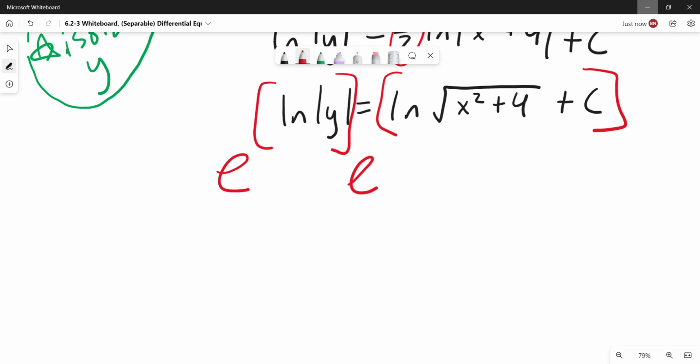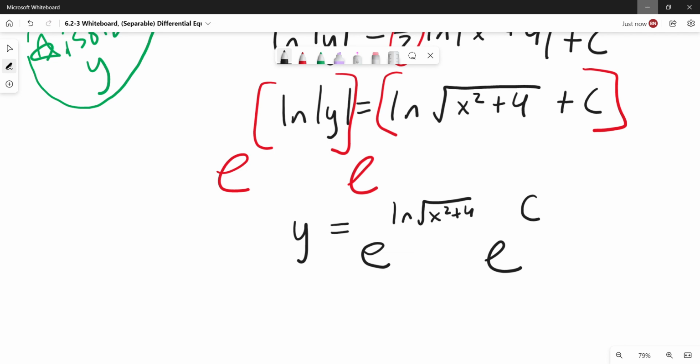And so, again, with a little hand waving with the absolute value, it pretty much goes away-ish. Just kind of pretend. Now, remember, you split this up. So it's e to the ln root x squared plus 4 times e to the power of c, right?